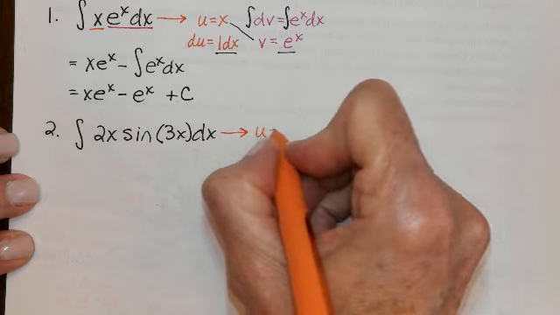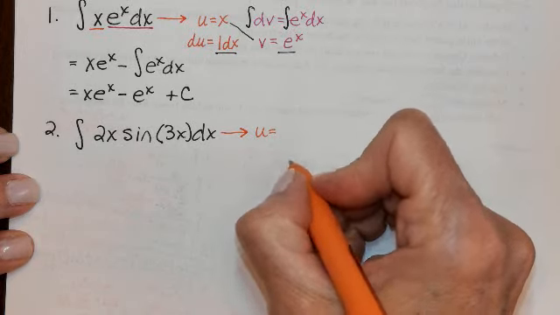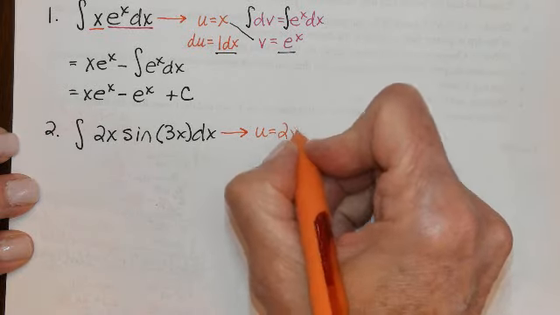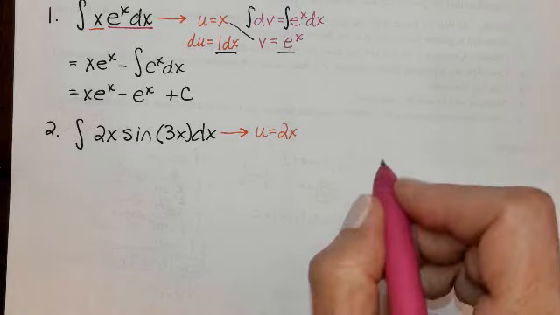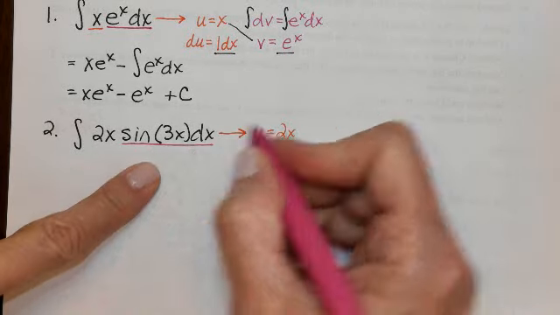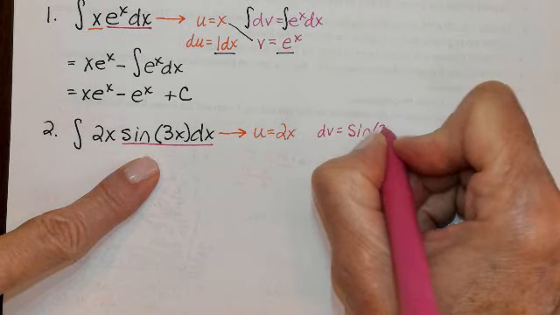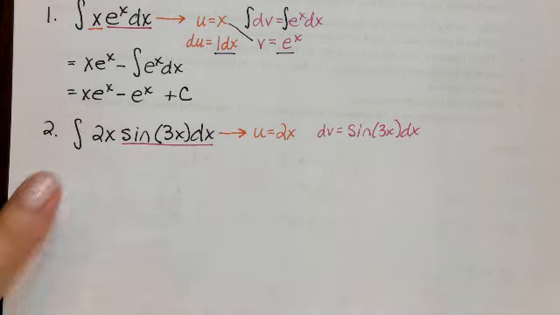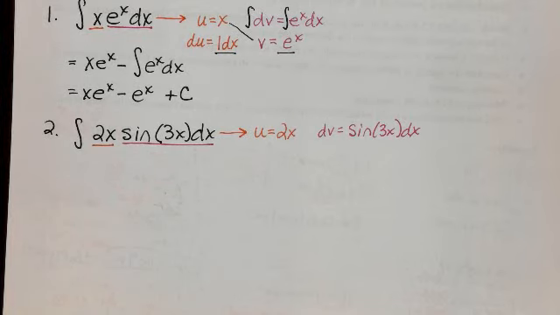I want to let u be something for which I can take the derivative of and get a simpler thing. So I'm going to let u be the 2x. If I let u be the 2x, then dv has to be everything else. So dv has to be sine of 3x dx. Okay? u was the 2x, dv is sine 3x dx.